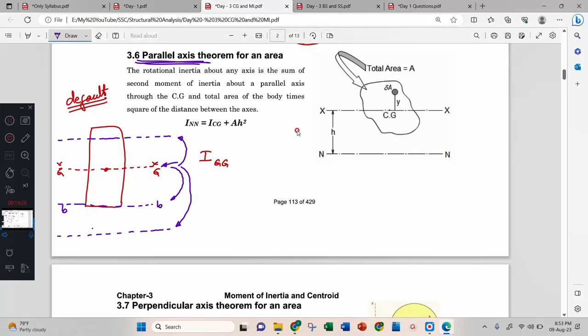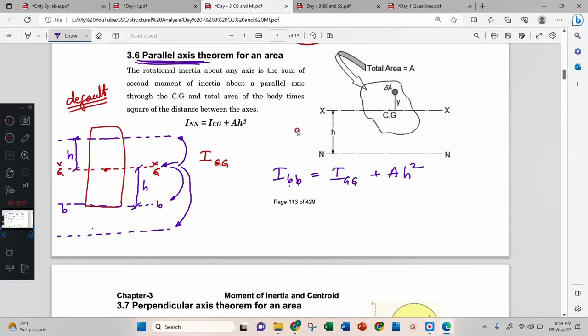Okay, let us consider this IBB. IBB is the moment of inertia required in the base. Then that is equal to IgG plus area into h square, is the equation. What does this h mean? Where you want to transfer, that height is called h. This is your h. If you want to transfer to BB, then this is your h.